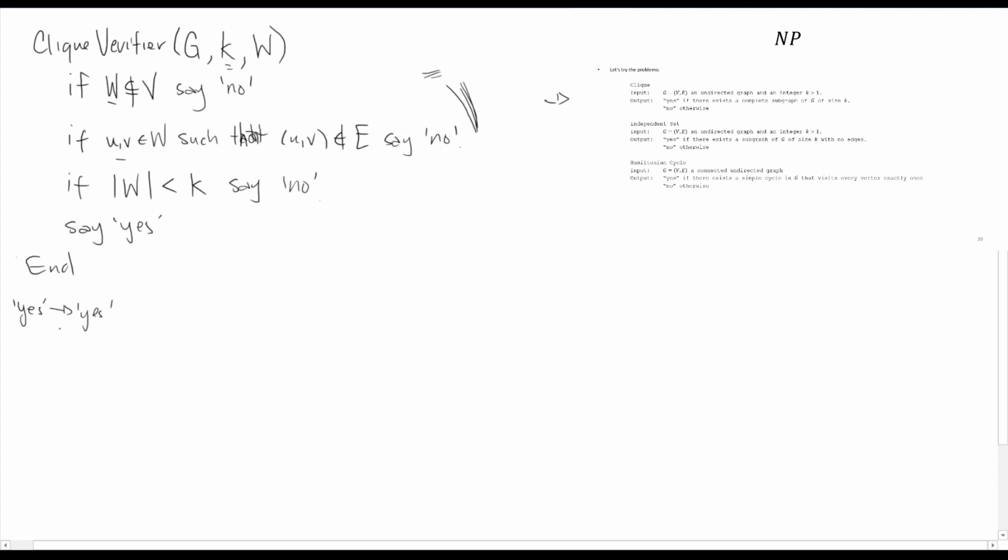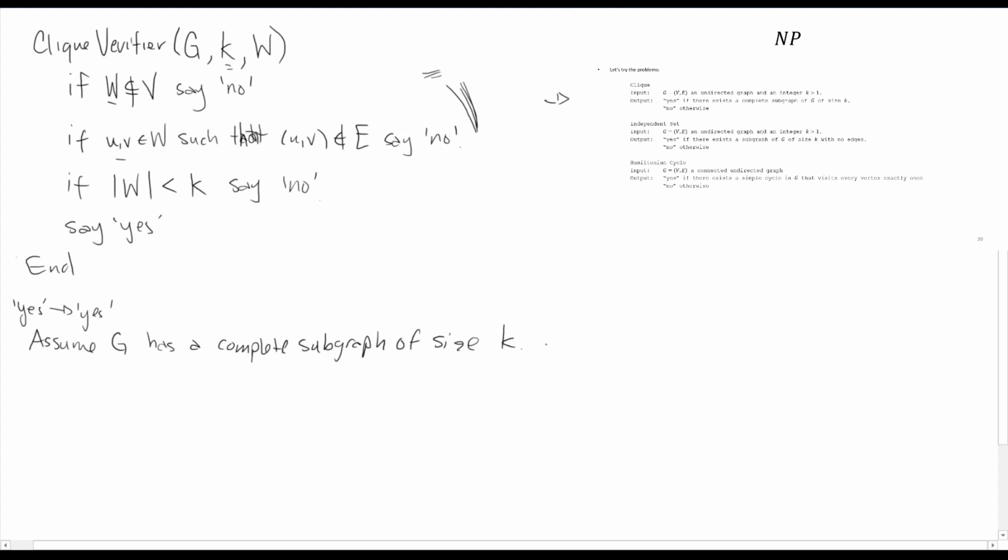Remember, yes implies yes here means if I should say yes, I do say yes. So if we should say yes, what does that mean? Well, that means assume our input graph G has a complete subgraph of size k, which is taking the definition, the output criteria for yes here, and applying it directly. There exists a complete subgraph of size k. I'm saying assume there exists a complete subgraph of size k.